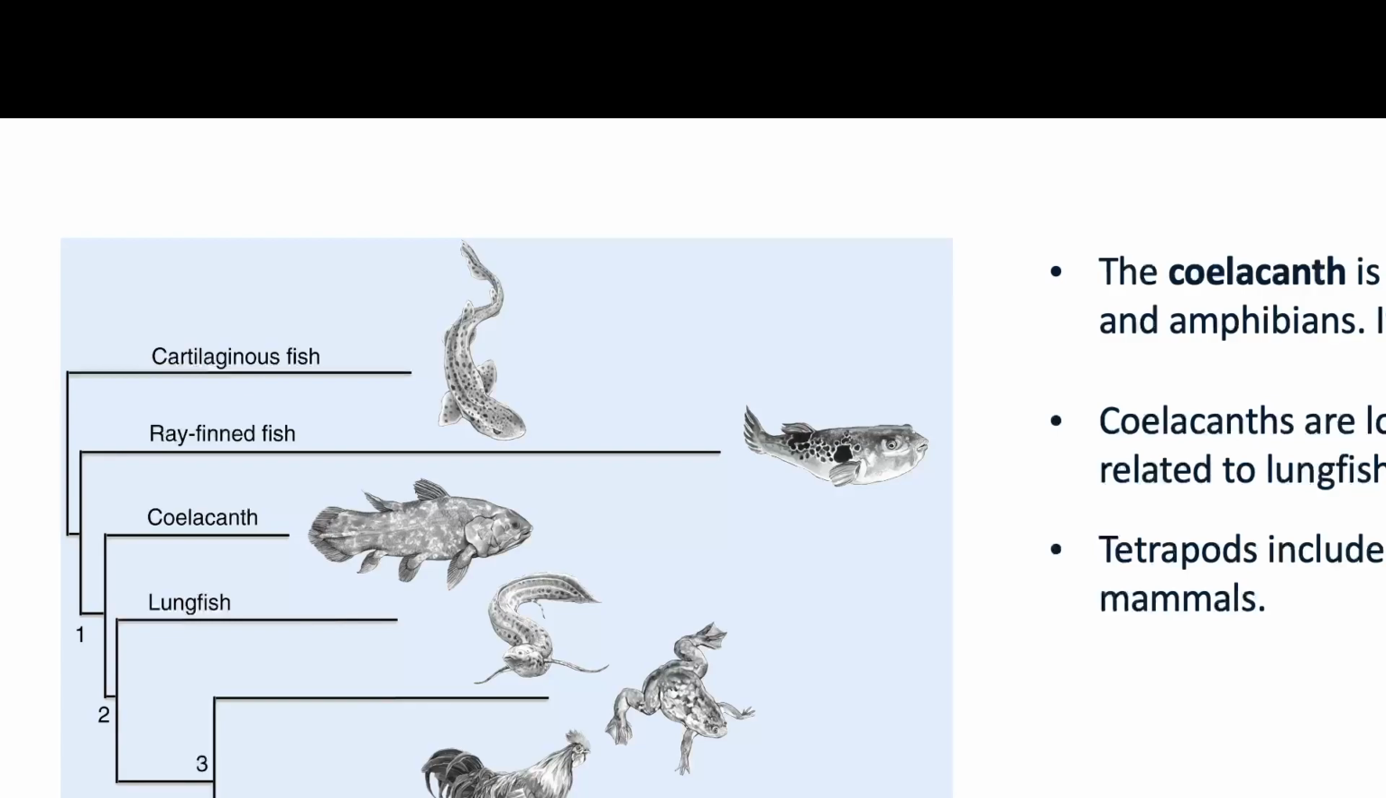Tetrapods include amphibians, reptiles, birds, and mammals, of course. Coelacanths are considered living fossils because they are the only remaining member of a taxonomic group that is otherwise only known from fossil records. So the fossil records show the presence of coelacanth. That means they have been present for millions and millions of years, and there are still animals of coelacanth species which are found in water. So they are considered living fossils.